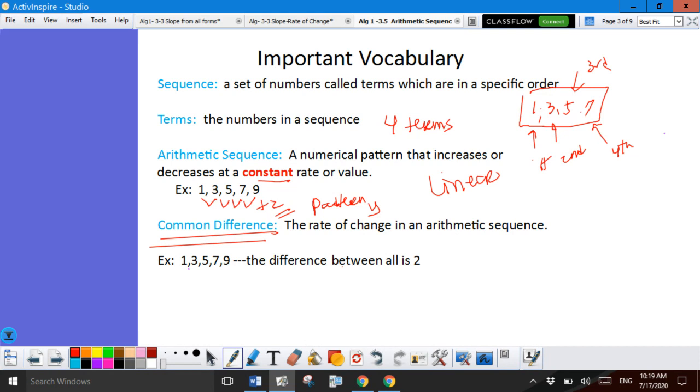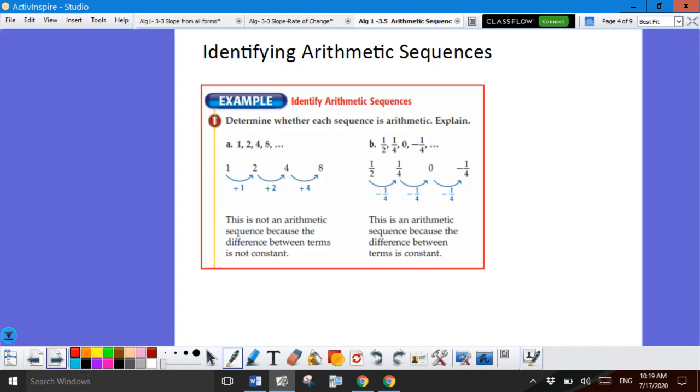So some key vocabulary we're going to have today: common difference, which is our pattern of the y. That is an important term for us today. And then we're also going to have a zero term, which is our y-intercept. So if you are ready, let's keep going.